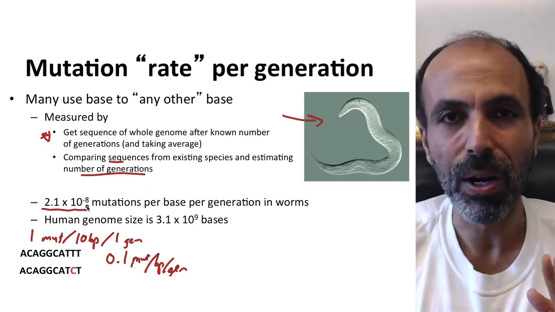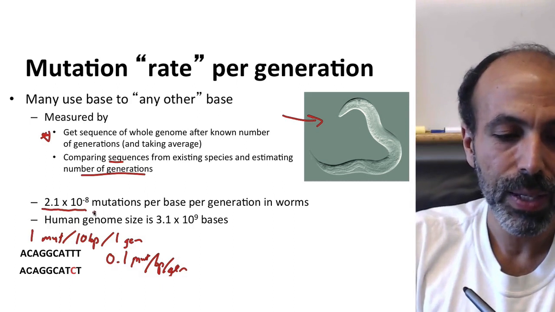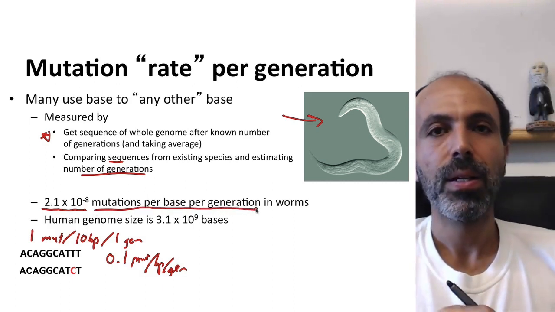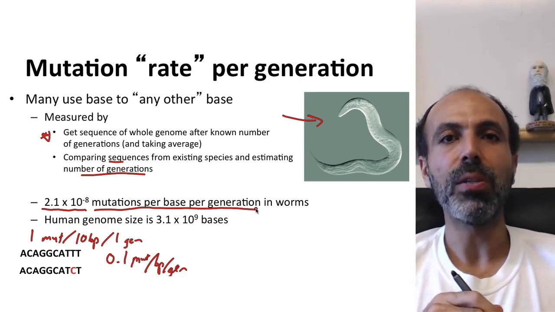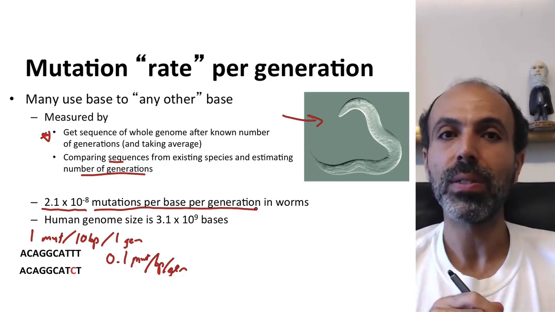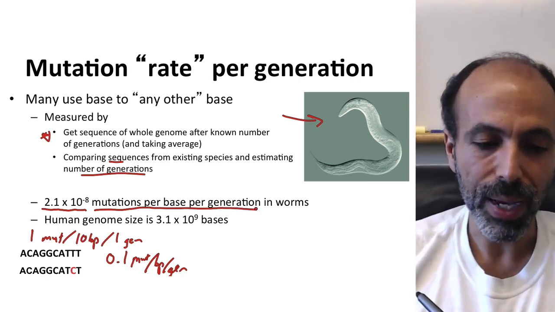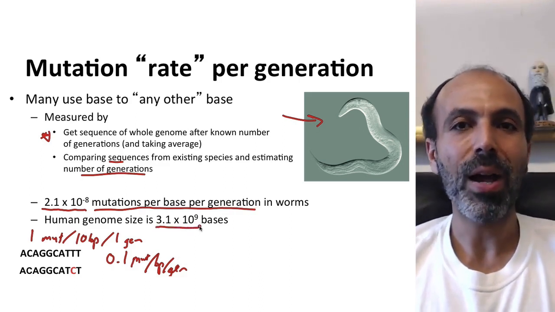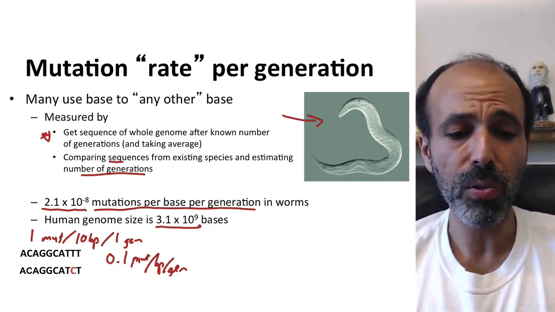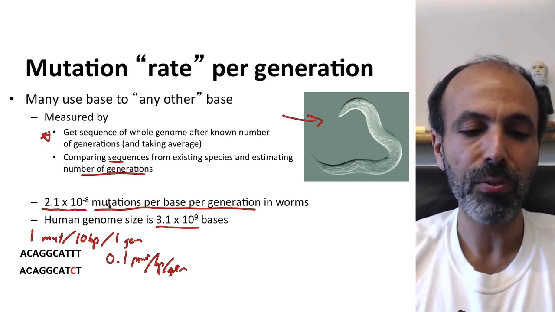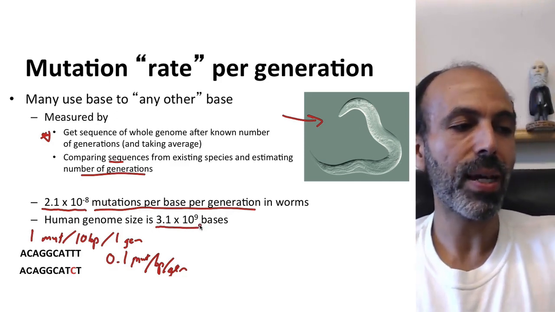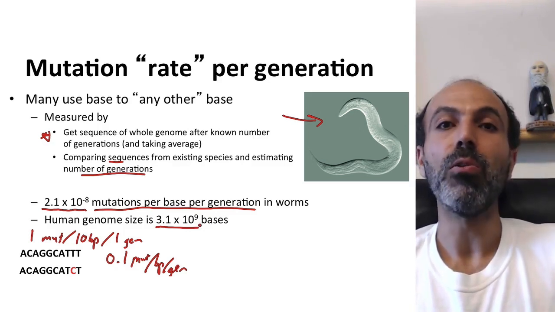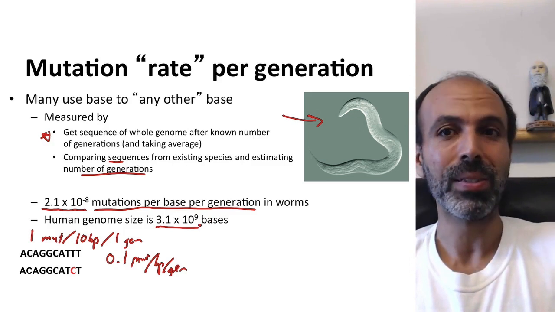This sounds very small, but trust me, it's bigger than it seems. 10 to the minus 8 mutations per base per generation. Now, what would this actually mean if you apply this mutation rate to humans? Well, the human genome size is 3.1 times 10 to the 9 bases. So if you just extrapolate directly from this mutation rate to this genome size, how many mutations on average would you expect individuals to get in one generation relative to their parents?